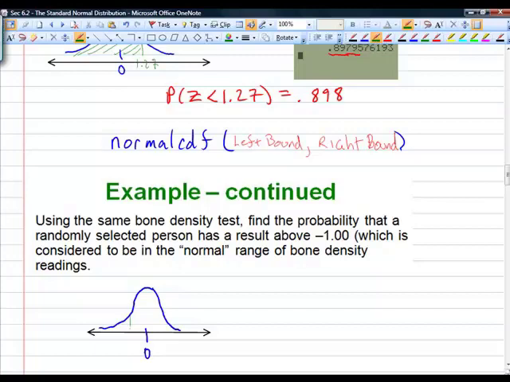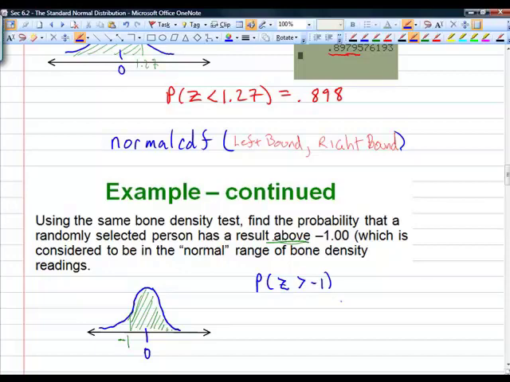The z-score that we have now is -1. And do I shade to the left or to the right of the -1? To the right, because that's the probability that I have a z-score greater than -1. So what we're looking for then is the probability that z is greater than -1.